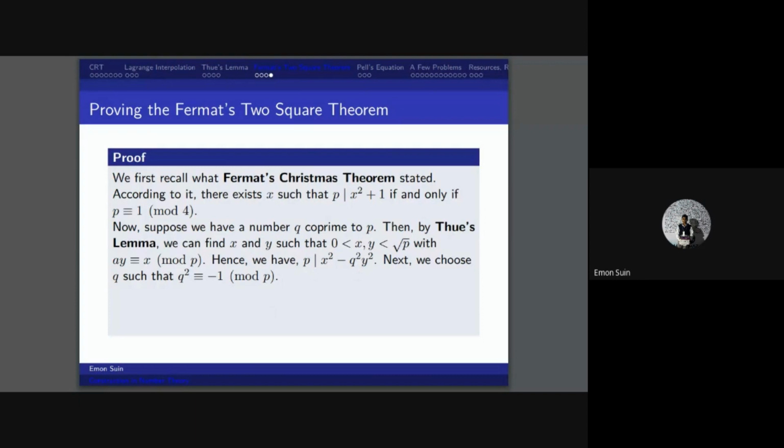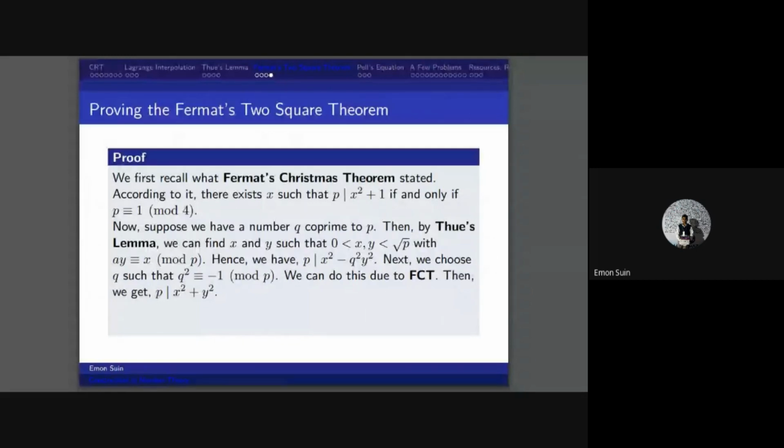p divides what? p divides x square plus y square, right? Yes, because q square is congruent to minus 1 mod p. Therefore, we have p divides x square plus y square. So with this line, we get p divides x square plus y square.